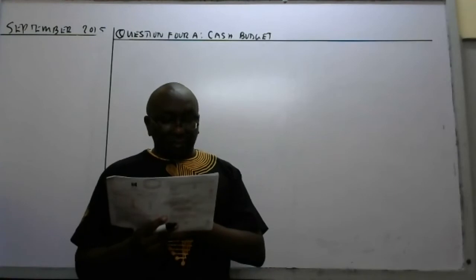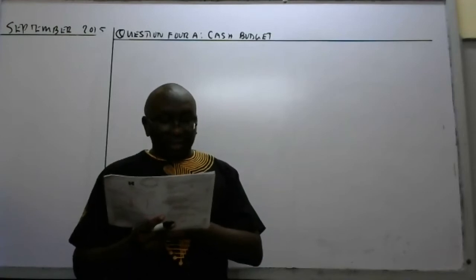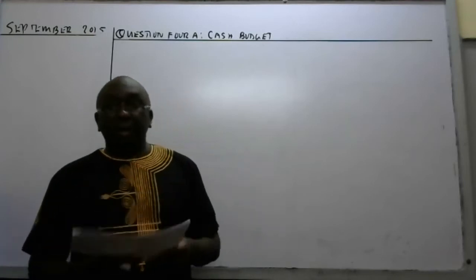Opening cash balance on 1st of October was that if cash falls below 500,000, a short-term loan can be arranged at an interest rate of 18% per annum. Interest is payable monthly after the month of borrowing. So, required: cash budget for the 3 months ending 1st of December.